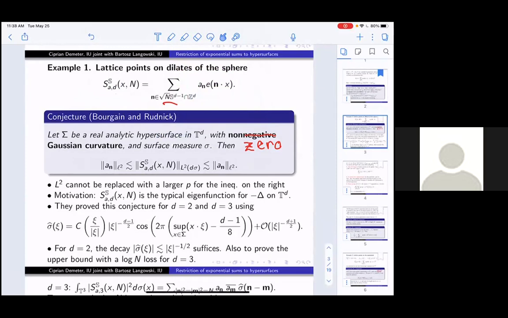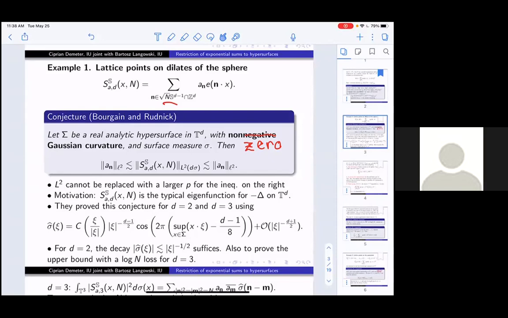direction, which says the following: if you have, let's say, a real analytic hypersurface with non-zero Gaussian curvature and surface measure sigma, then the conjecture says that the L2 norm of the exponential sums restricted to this hypersurface has to be in fact comparable with the L2 norm of AN. So notice that there is a double inequality there. There are no n to the epsilon losses.